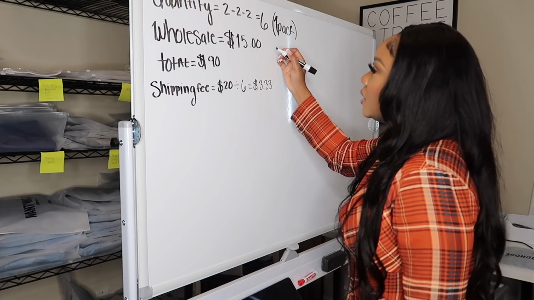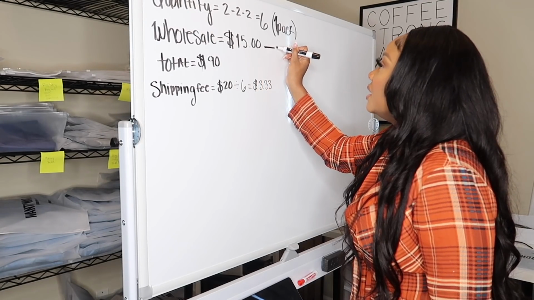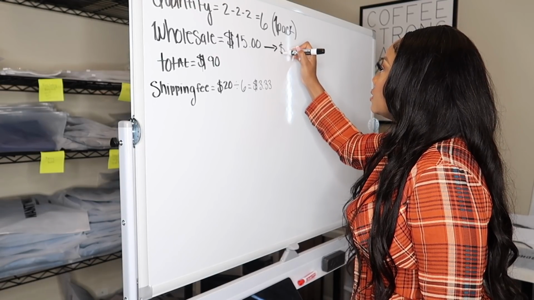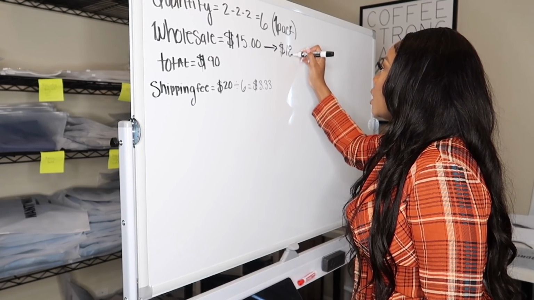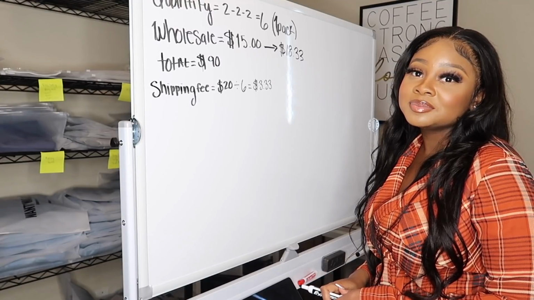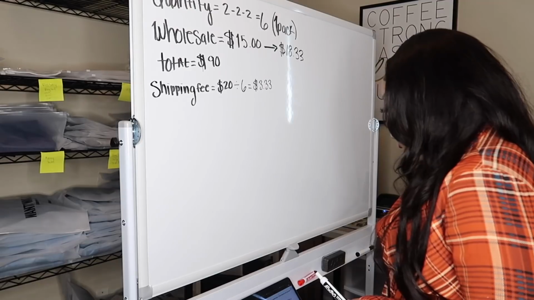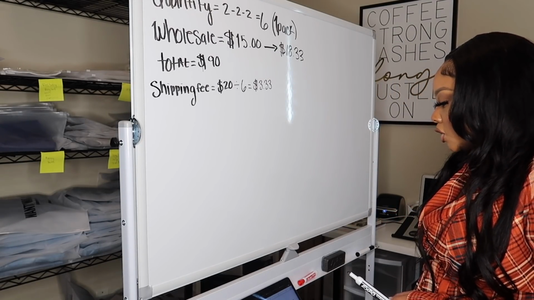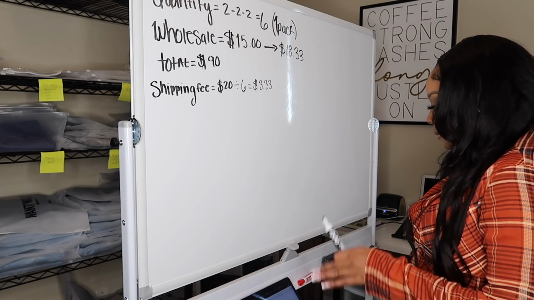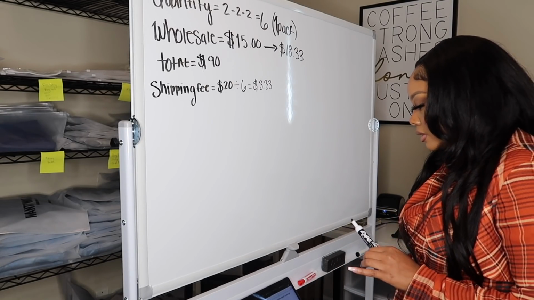So instead of having the wholesale price be $15 now, it's actually, you guys, going to be $18.33. That's our new wholesale price. Crazy, I know. You have to make sure that you guys include those things as well. You always want to make sure that you include the price you paid for shipping within each product so that you get reimbursed for those shipping fees.